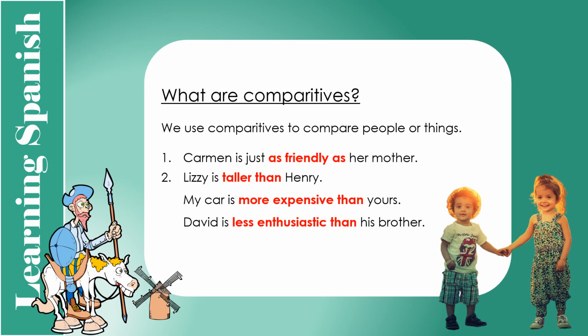And the last one is the superlative degree. This compares more than two things to show which has the least or greatest degree of the quality. Mary is the tallest of all the girls in class.